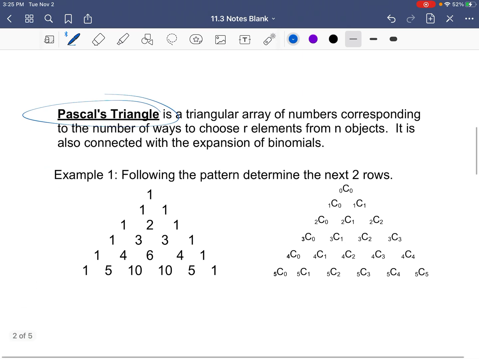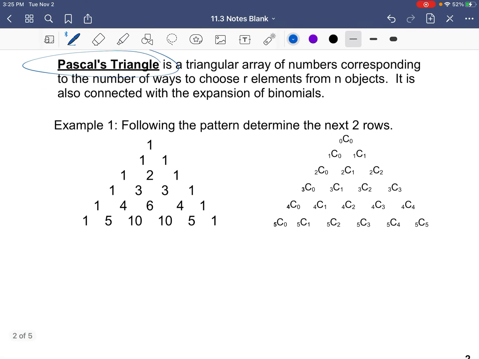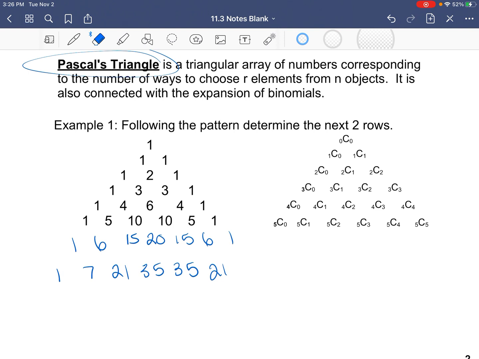So if we were to fill in these patterns, we start with a 1, 6, 15, 20, 15, 6, 1. Then 1, 7, 21, 35, 35, 21, 7 and 1. So on and so forth. And it would correspond the exact same way for our C's, because that's what the C's literally correspond to, the actual numbers.